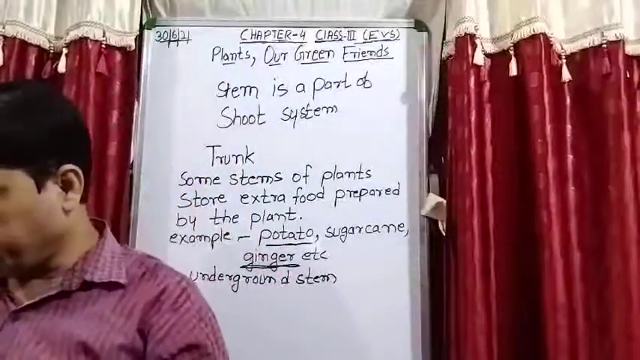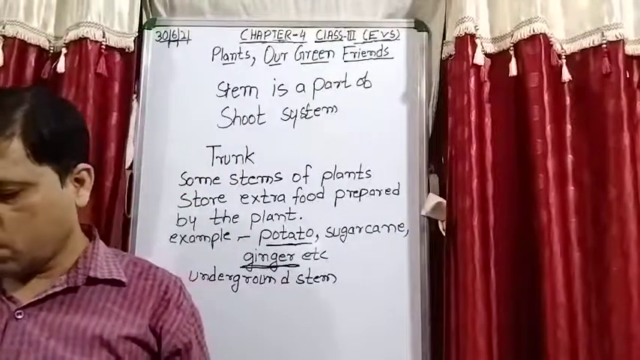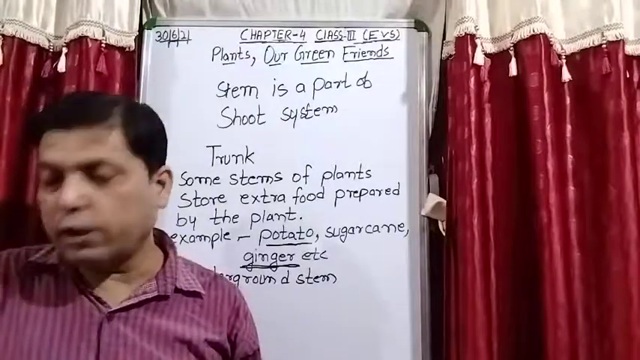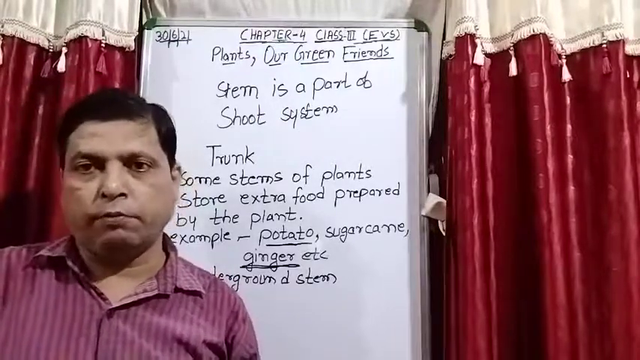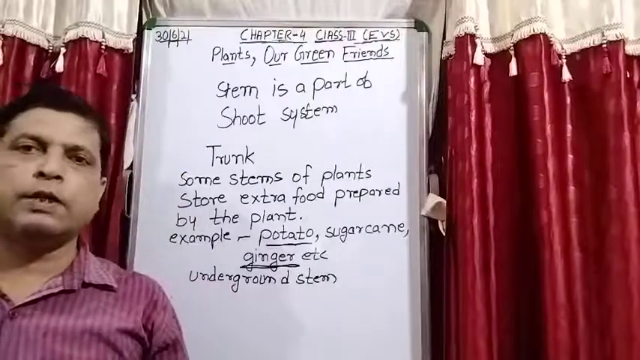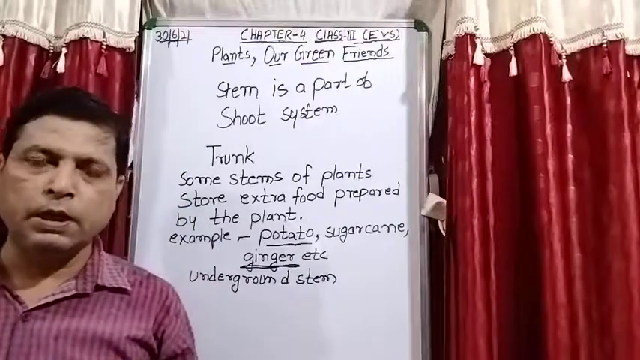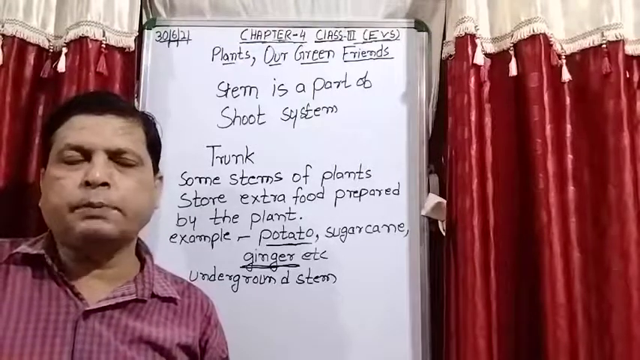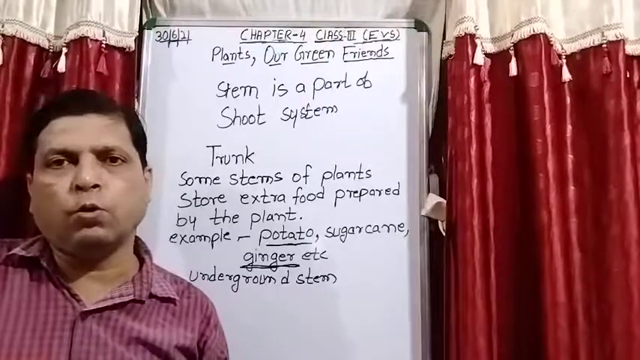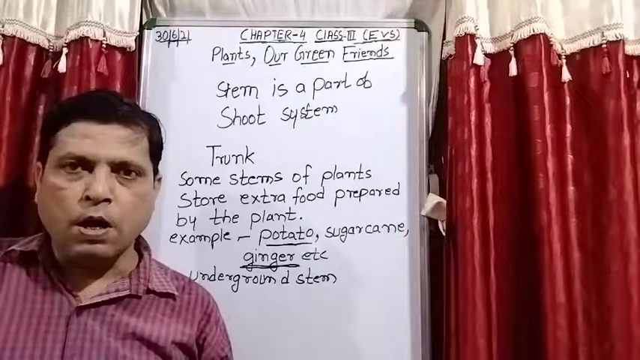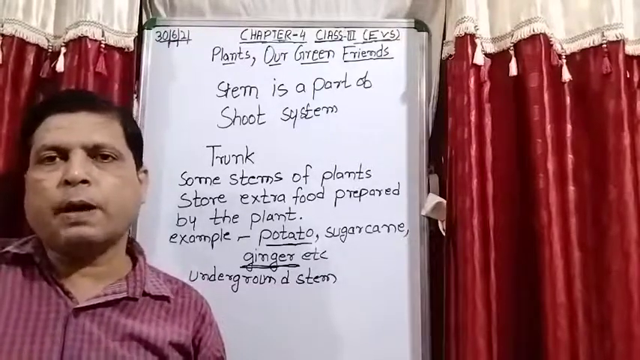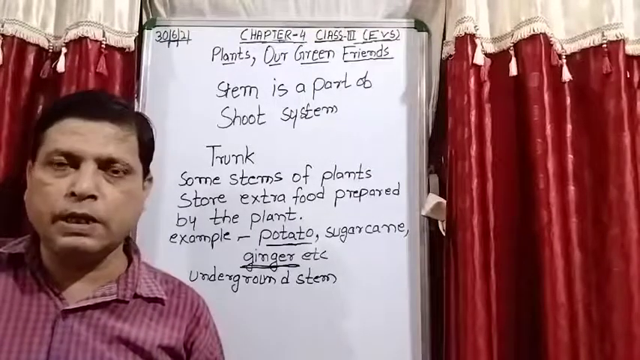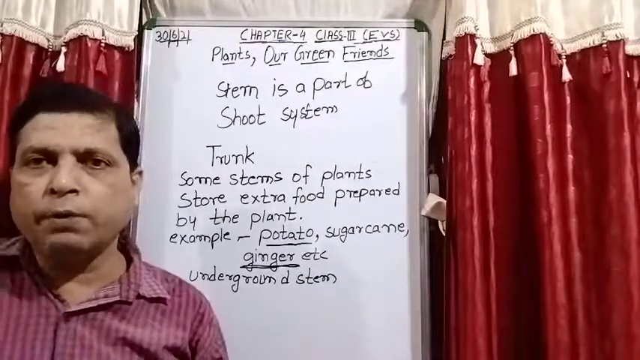Now students, after this I start another important part of the plant, that is leaf. What are the things which I have already covered? That are, what is root, types of root and the functions of a root. After that I explained about the stem, and stem is the part of the shoot system. The stem bears branches, leaves, buds, flowers and fruits.